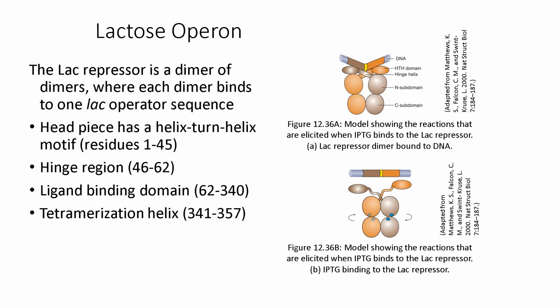The lac repressor is a tetramer made of two dimers. Each dimer can bind one operator. The repressor contains several functional domains: a helix-turn-helix motif for DNA binding, a hinge region, a ligand-binding domain that interacts with allolactose or IPTG, and a tetramerization helix that helps the subunits assemble.